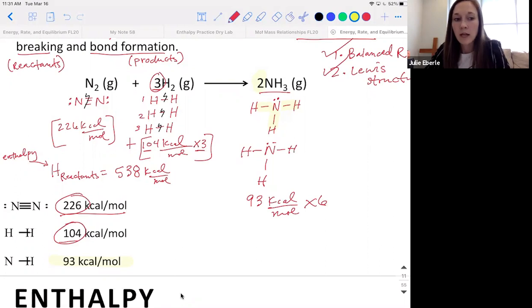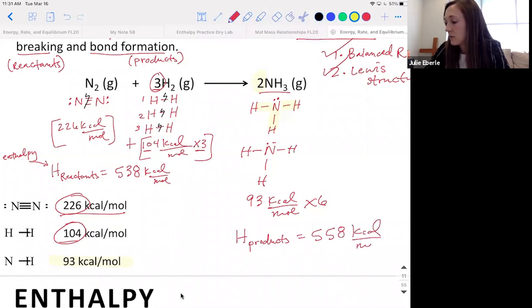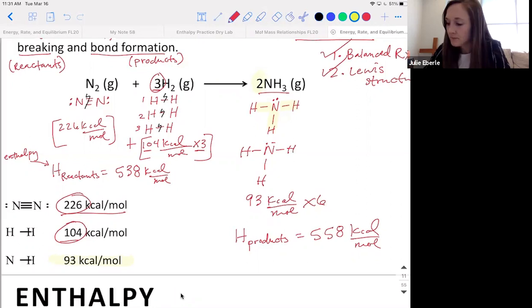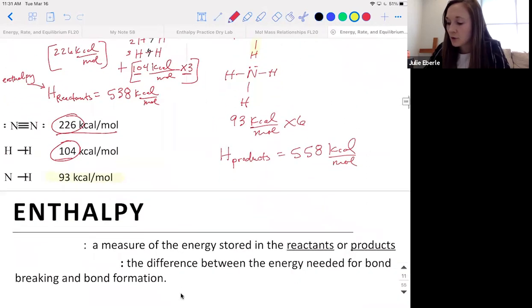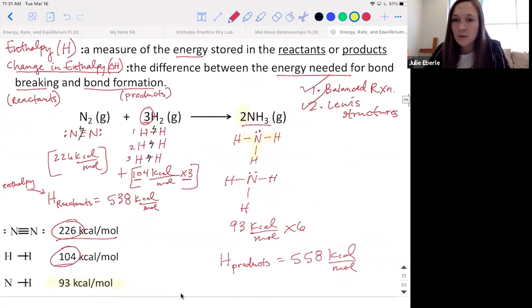All right, I'm seeing in the chat, everybody is saying we're going to call this the enthalpy of the products, H products. That equals 558 kcal per mole. Okay. So we just did a lot of work here. What is all this for? I'm going to scroll down to the next slide. I'm going to wait. I bet somebody's still writing.